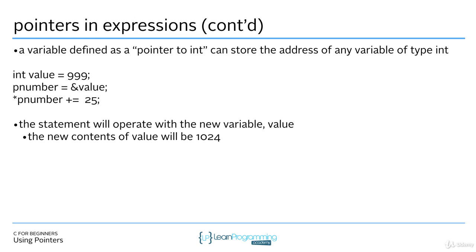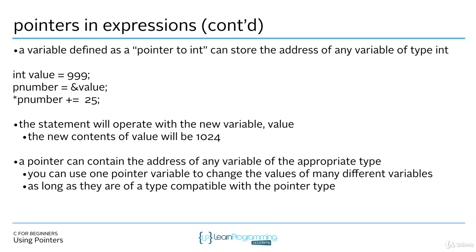So just remember that. This is the concept of changing a variable in one spot, the pointer, and you're changing it in multiple variables. A pointer can contain the address of any variable of the appropriate type. So you can use one pointer variable to change the values of many different variables if they're ints or doubles or floats, as long as they are of the type compatible with the pointer type. You can change that value. You can't change pnumber's value if pnumber is pointing to a float and the value is an integer. You wouldn't be able to do that. You would have a compile error.